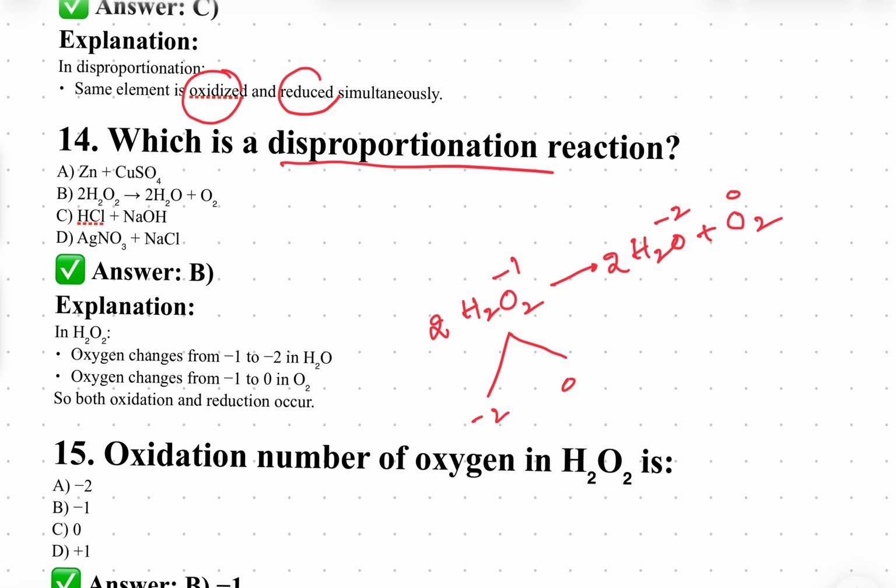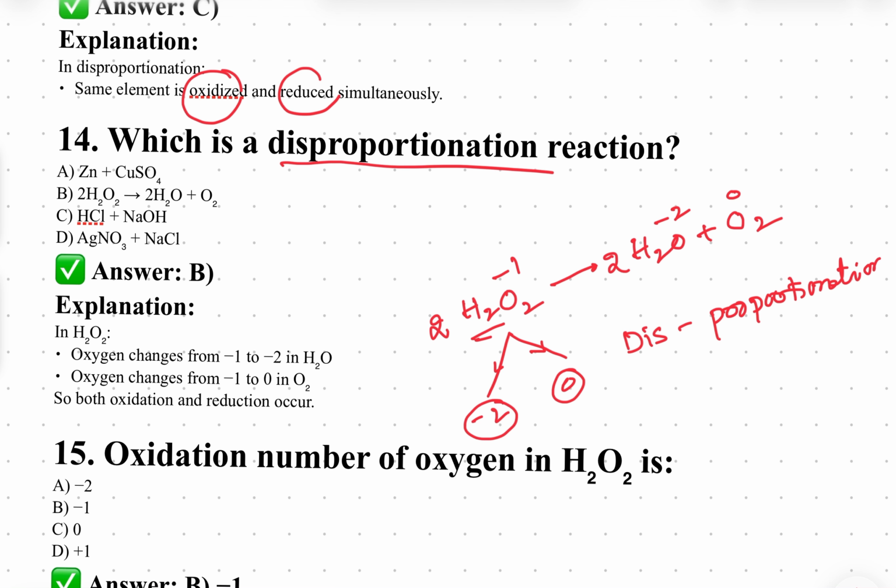This means it is breaking into 2. One compound is giving two oxidation states, one is minus 2 and another is 0. This is called disproportionation. Clear?